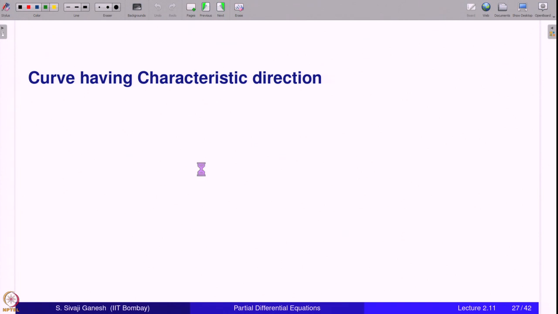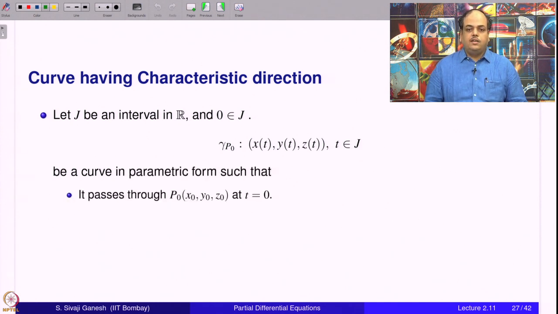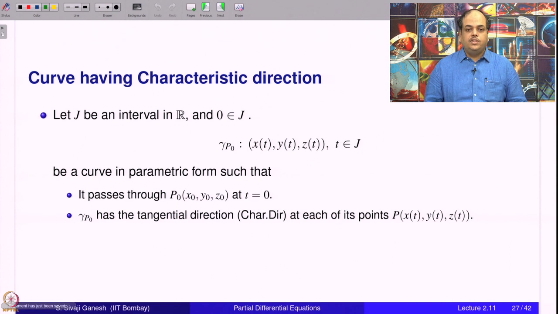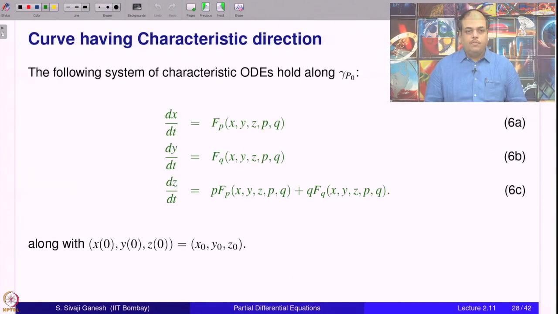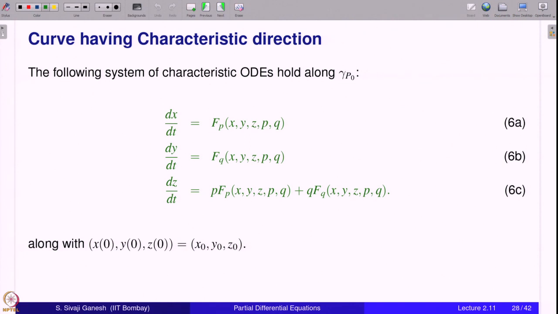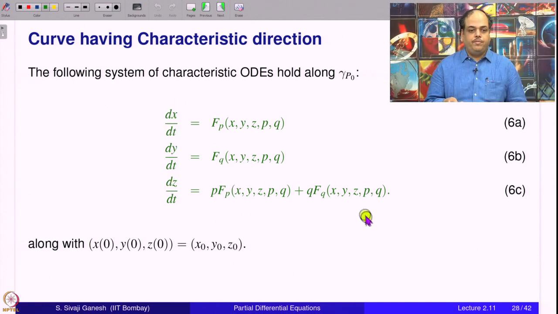Let us write a curve having a characteristic direction. Let J be an interval, 0 belongs to J, and gamma p 0 be a curve given by x(t), y(t), z(t) as t varies in J, such that it passes through the point p 0 at t equal to 0 and it has a tangential direction which is the characteristic direction at each of its points. This is what we would like to call a characteristic curve. Therefore, the following system of characteristic ODEs holds along gamma p 0. dx by dt, dy by dt, dz by dt are fp, fq and pfp plus qfq. And at t equal to 0, we want to be at the point x 0, y 0, z 0. So, fine.